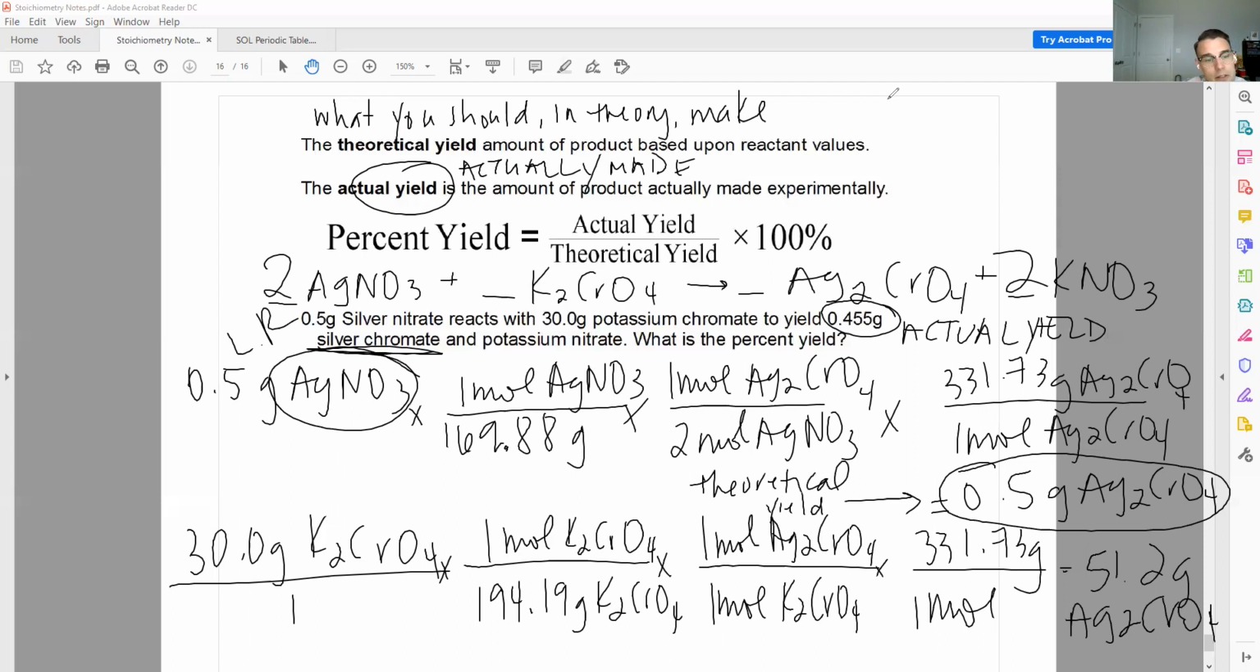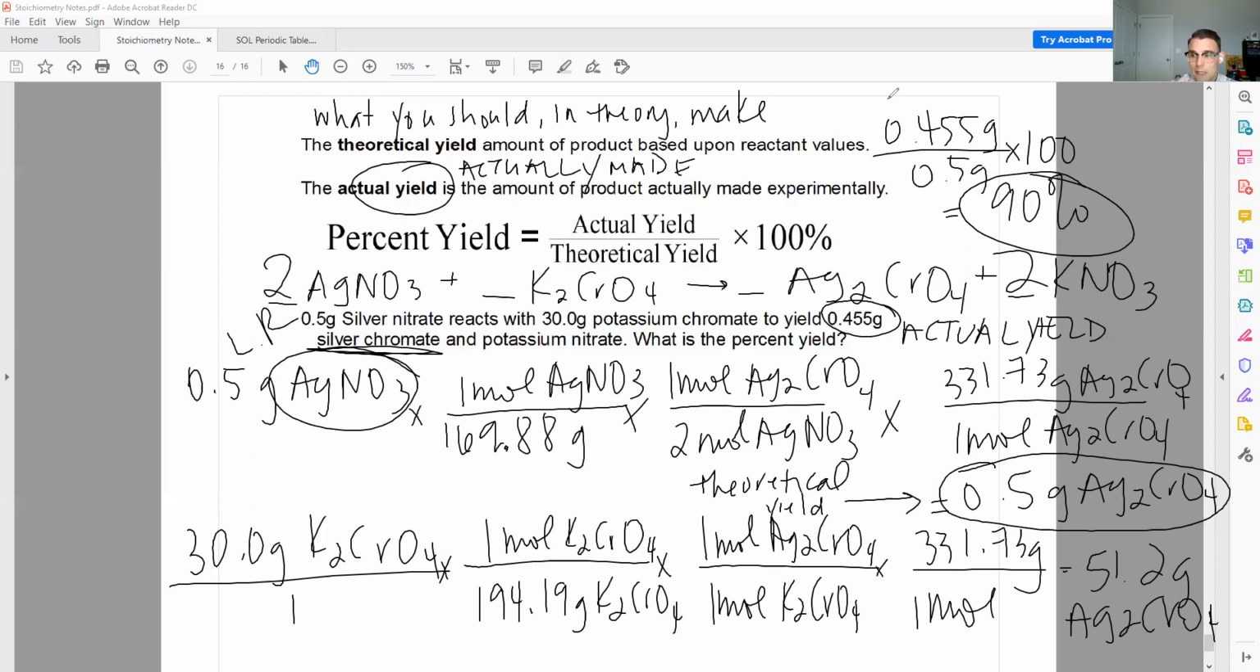I have my theoretical yield. I have my actual yield. We can go ahead and calculate a percent yield. So actual divided by theoretical, multiplied by 100. If you follow sig figs, your answer is going to be 90%, which is a good yield, okay? So I made 90% of what I should have. In theory, I should have made half of a gram. In actuality, I made 0.455 grams, which is good.